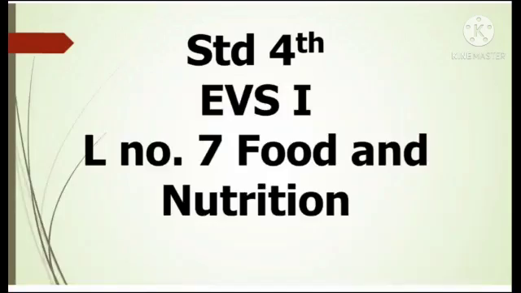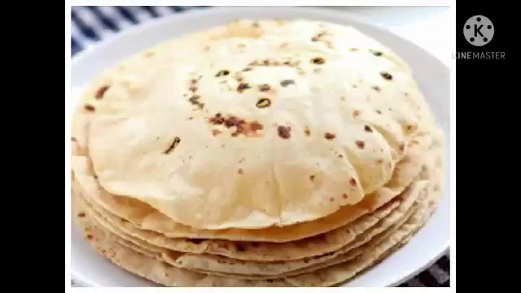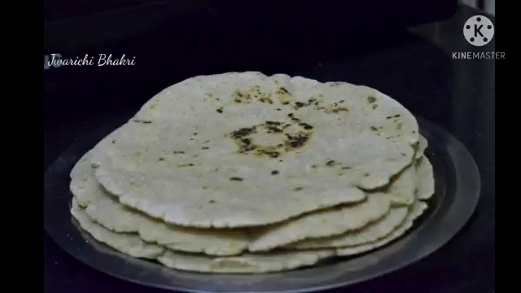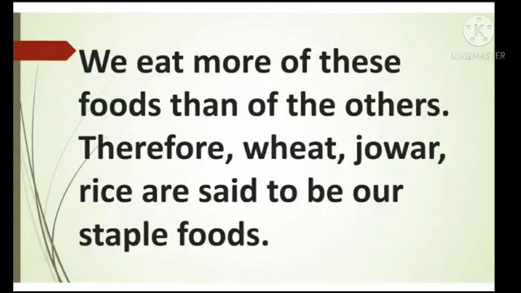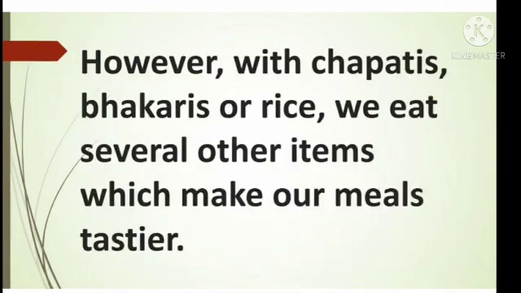So let's start with lesson number 7, food and nutrition. Staple food: chapati, bhakri or rice form a part of every meal we have. We eat more of these foods than of the others. Therefore, wheat, jawar, rice are said to be our staple foods.